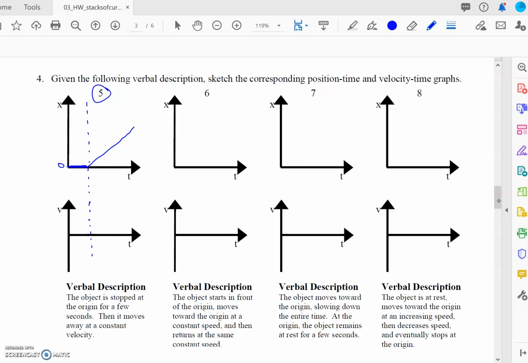So if I come down here to do my velocity time graphs, if the object is stopped, look at the slope of the position time graph. It's a flat line. That tells me it has a velocity of 0 meters per second. And then look at the slope of the second segment of motion here. You have a straight slanted line with a positive slope. So I'm going to draw my velocity time graph as a constant positive value there.